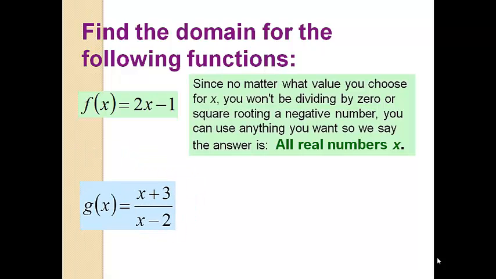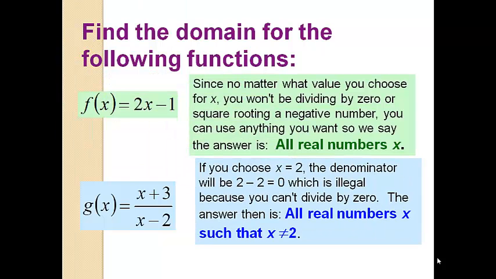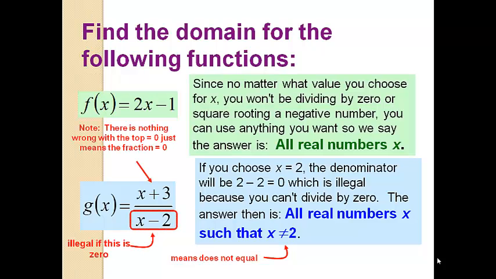What about this one? Well, in this case, there is something that will create an illegal situation. If we were to choose x equals 2, then the denominator would be 0, which is illegal. Therefore, the answer is all real numbers x such that x doesn't equal 2. Right, the does not equal sign. Focus on the bottom. And remember, there's nothing wrong if the top is 0. If the top is 0, that's fine. It's just the bottom that can't be 0.